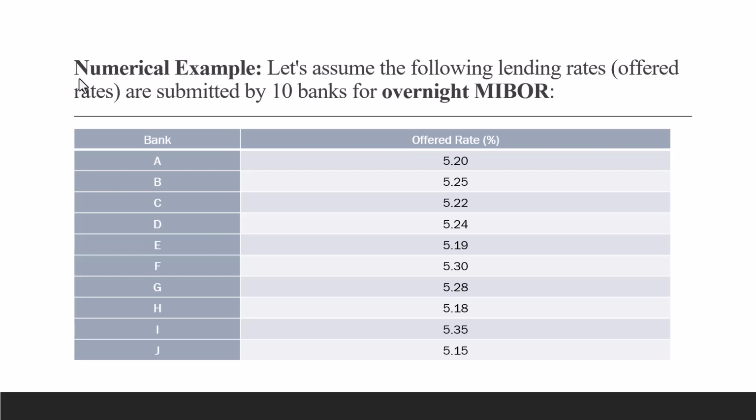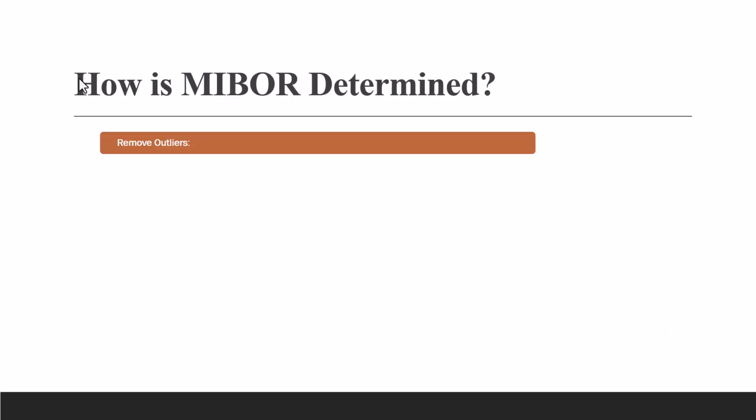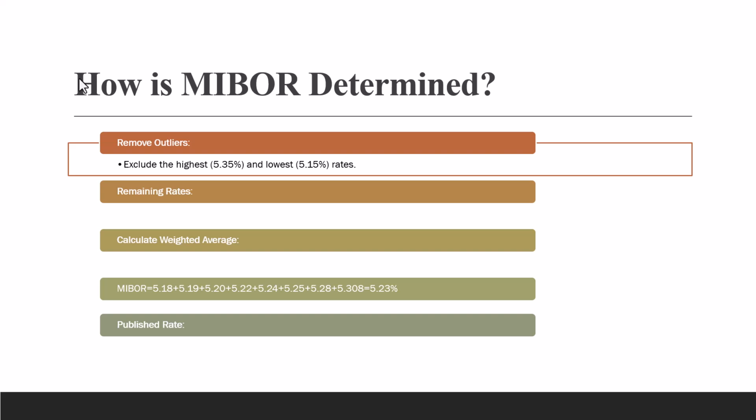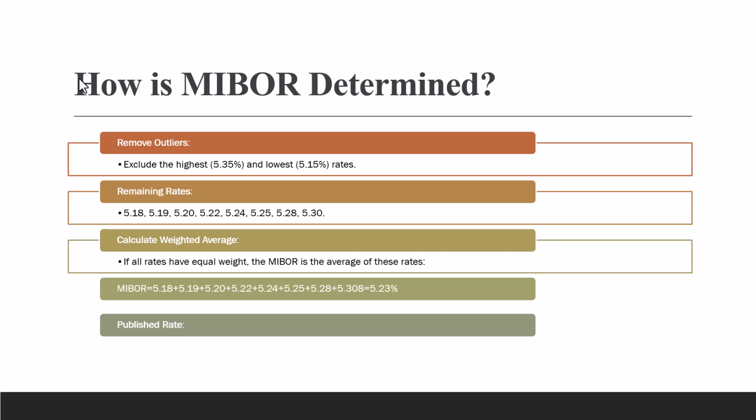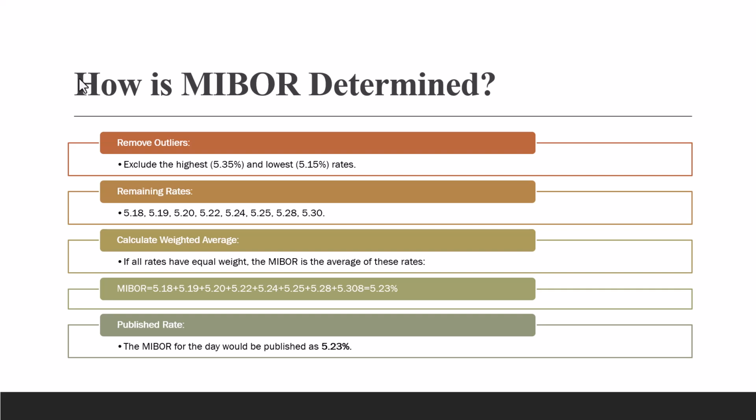So they'll do the poll. They'll get the rates from various banks, from bank A, B, C to Z. And then they will remove the outliers. So they'll remove the highest and the lowest, and the remaining rates are going to be averaged. They calculate the weighted average of that, and then they find that the MIBOR is 5.23. Then the rate is published.